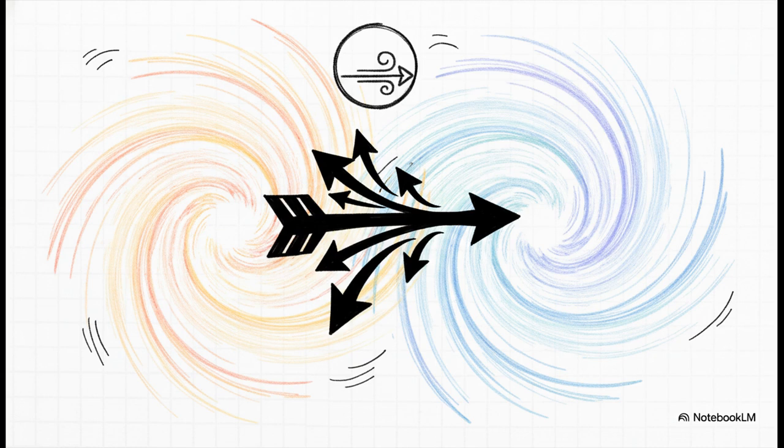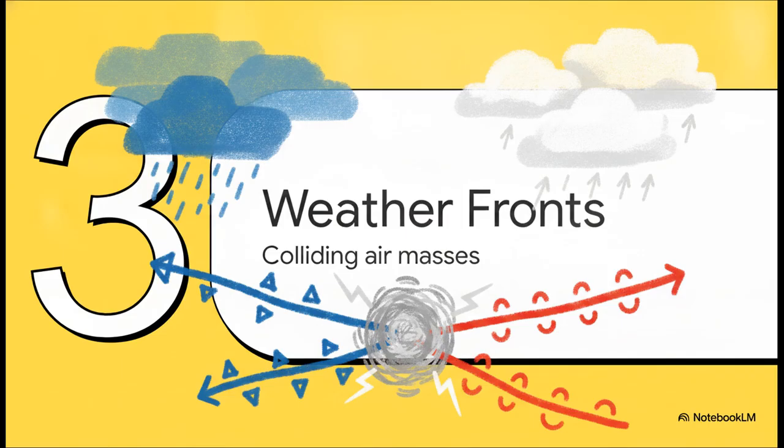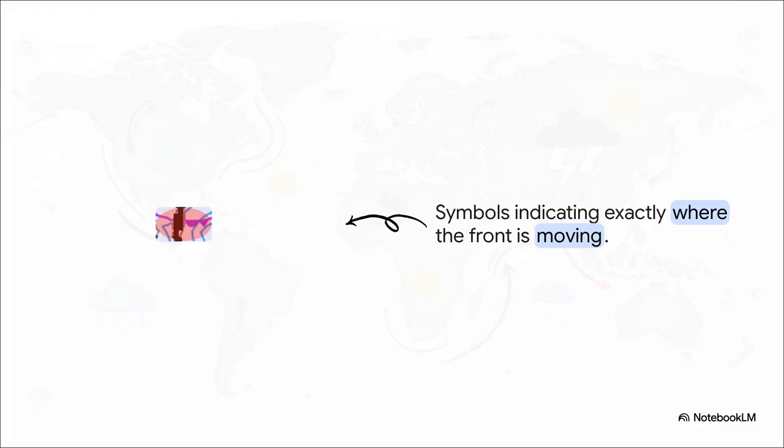All right, Section 3, Understanding Weather Fronts. When you look at the lines slicing across the map, you'll definitely notice these very distinct symbols, little half circles and little triangles. Now, these aren't just decorative flourishes. These symbols are quite literally pointing the way. They tell us exactly where the front is moving.